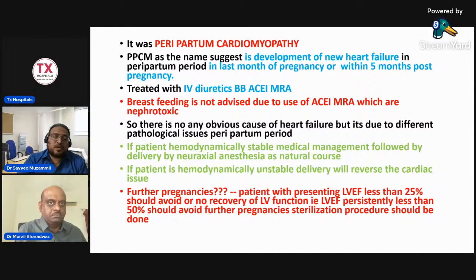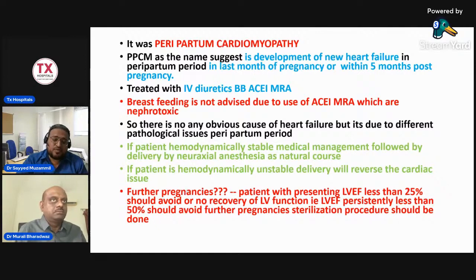So what about further pregnancies in these patients? Patients presenting with left ventricular ejection fraction less than 20%, or with no recovery of LV function, that is LV ejection fraction persistently less than 50%, should avoid further pregnancies. So a sterilization procedure should be done in this kind of ladies to avoid further accidental conception.